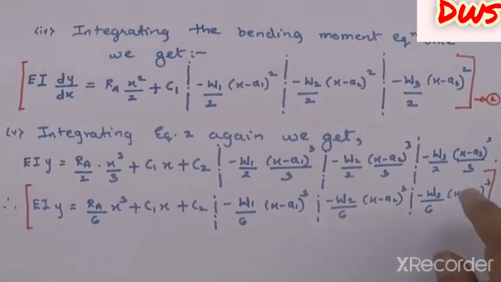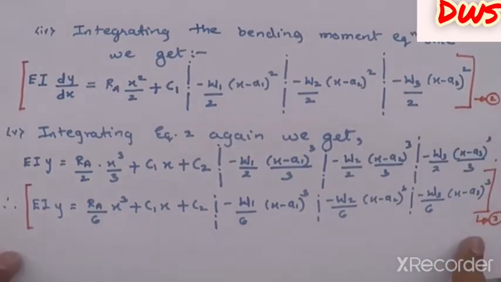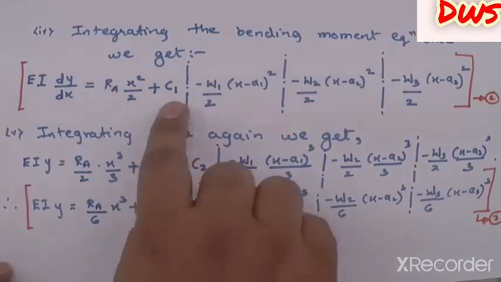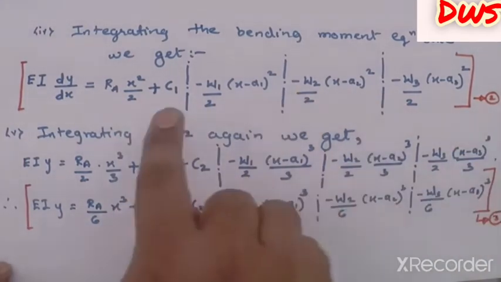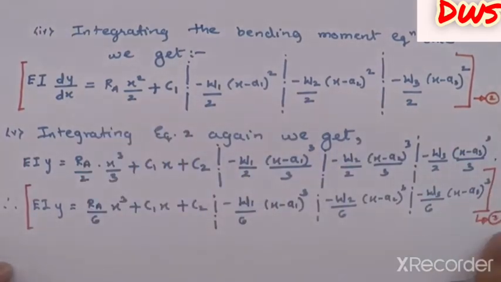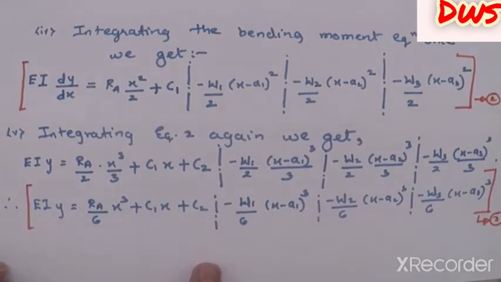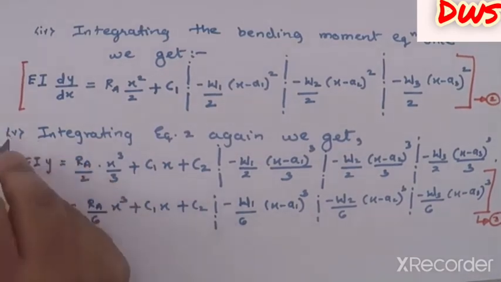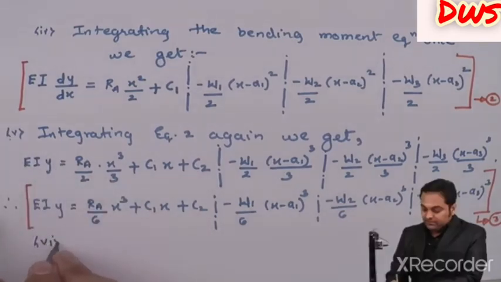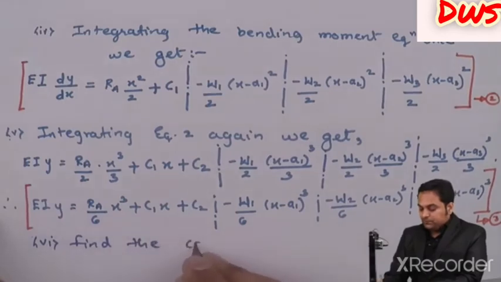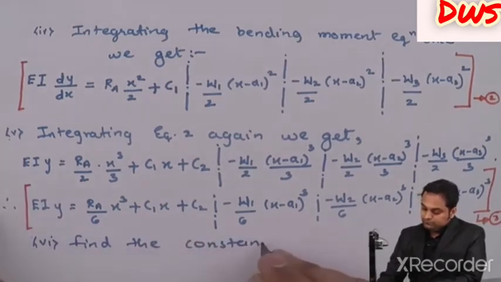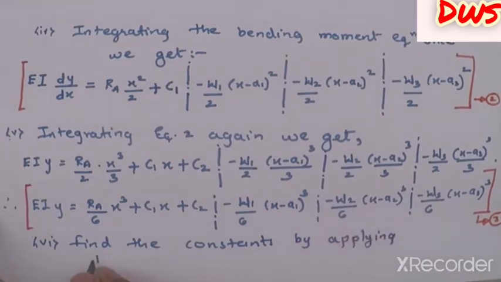Next, if we look at equation 2 and equation 3, in both the equations we have constants. In equation 2 we have C1, in equation 3 we have C1 and C2 both, so we need to find these constants. So the next step, step number 6, is to find the constants by applying boundary conditions.